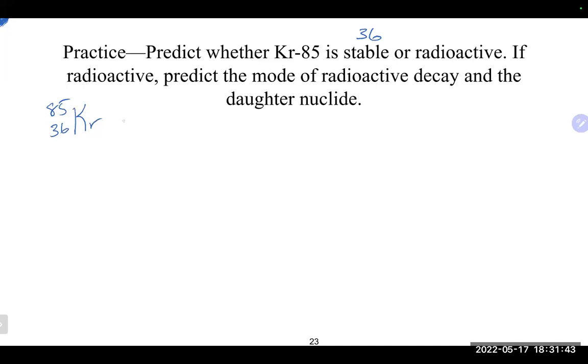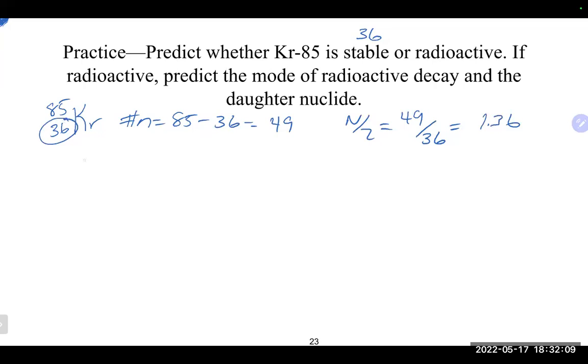That is going to allow us to get our neutrons, which would once again be our mass number minus our atomic number. That will give us a 49. That means our N to Z ratio would be 49 divided by 36 in this case. It's going to get us a ratio of 1.36. In this particular case, we're looking at 36 in terms of the atomic number, which means it falls between the 20 to 40 range, where a good ratio, I believe, should be 1.25. That means in this case, we are too high here.